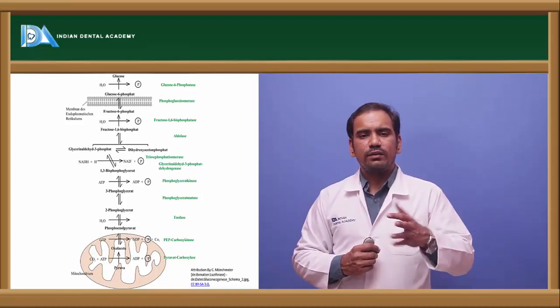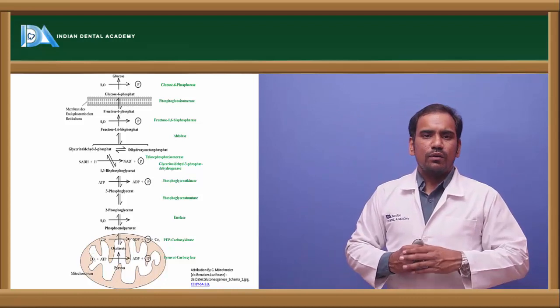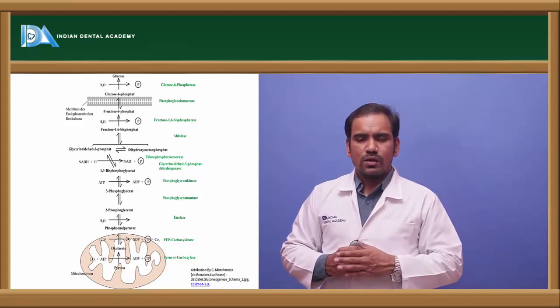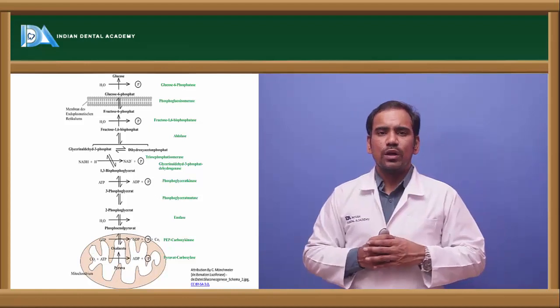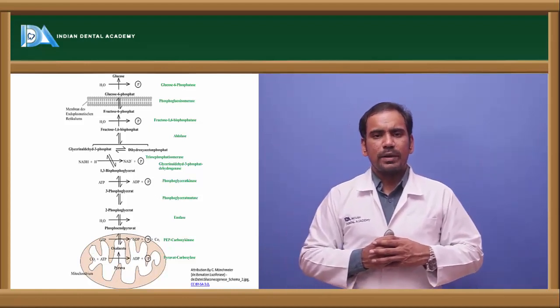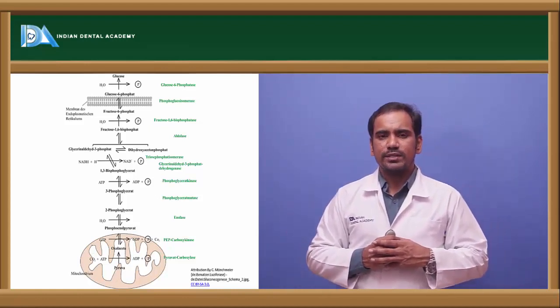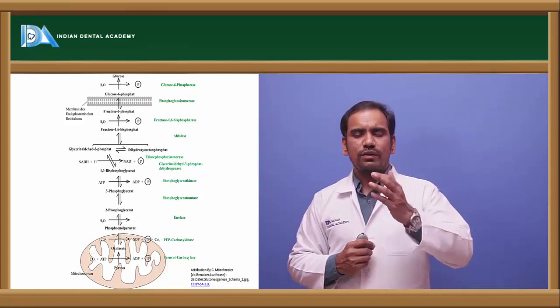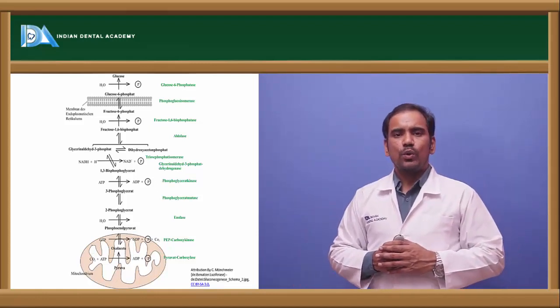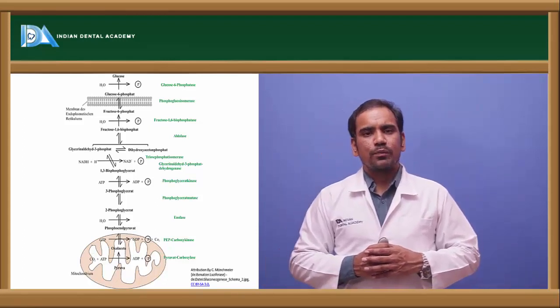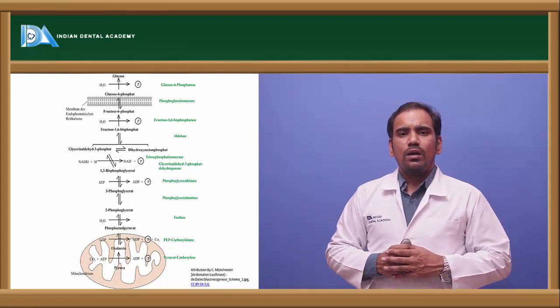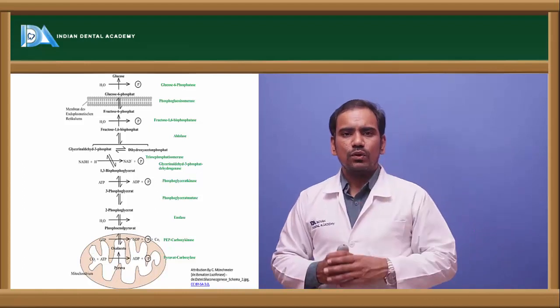Here this is a different enzyme, that is fructose 1,6-bisphosphatase. So once it is converted into fructose 6-phosphate, it is isomerized to glucose 6-phosphate by the action of an enzyme called isomerase. Now glucose 6-phosphate, by the action of the enzyme glucose 6-phosphatase, is converted into glucose. So this is how pyruvate is converted into glucose.